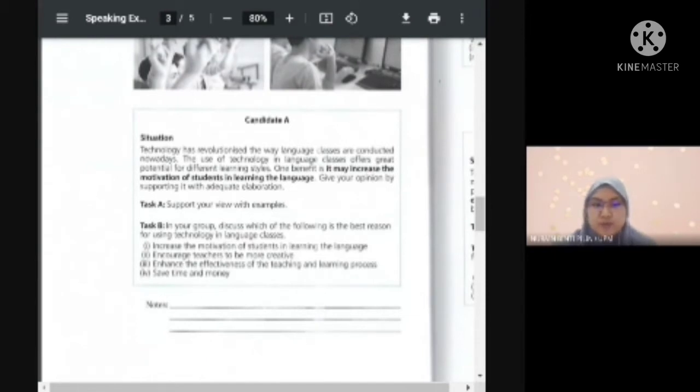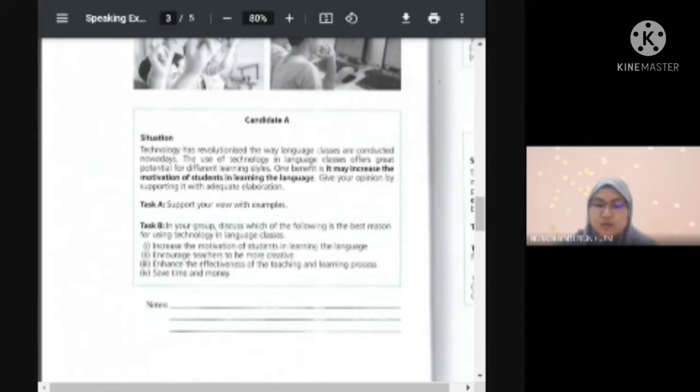Today I'm going to elaborate on how technology may increase the motivation of students in learning languages. First of all, technologies nowadays such as smartphones, laptops, and the internet have allowed us to access more study games online, such as Kahoot, Quiz, and many more. These games increase the liveliness of students and teachers in a class.